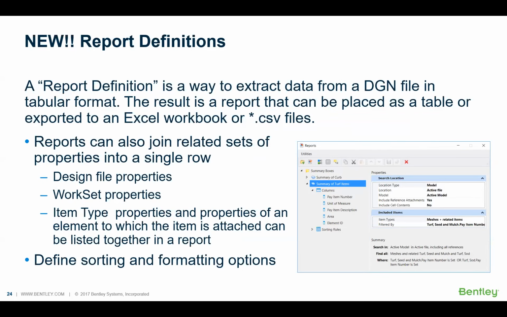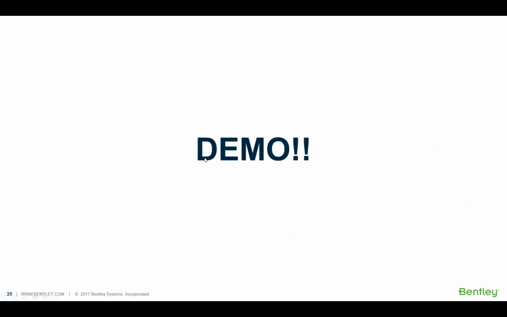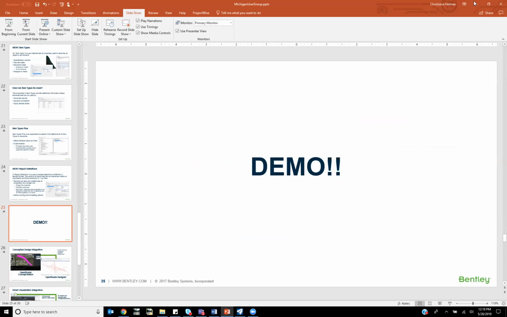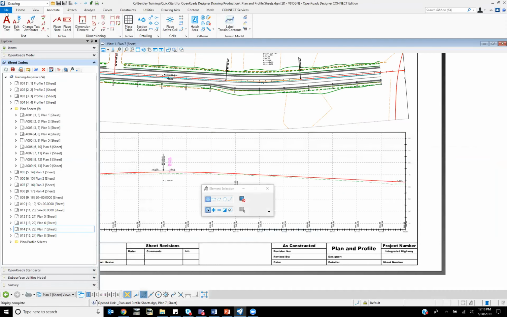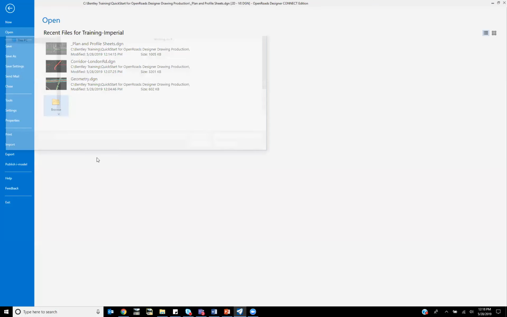Report definitions, which I said we would speak about, is one thing that is a good use of item types. So if you have elements that have a specific pay item, you can report on all of those. You can report on even your work set properties, design file properties. You can really report on anything that's attached to an element. So I'll show you how that works. Let me open a different file.